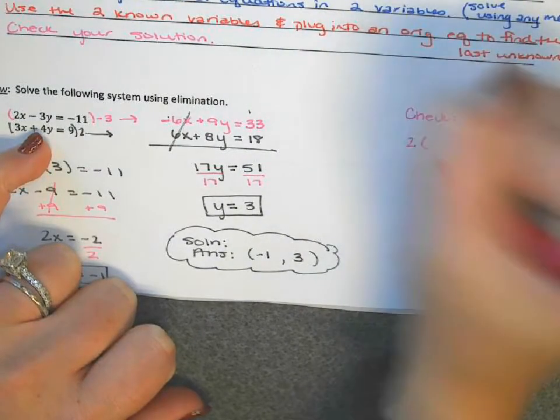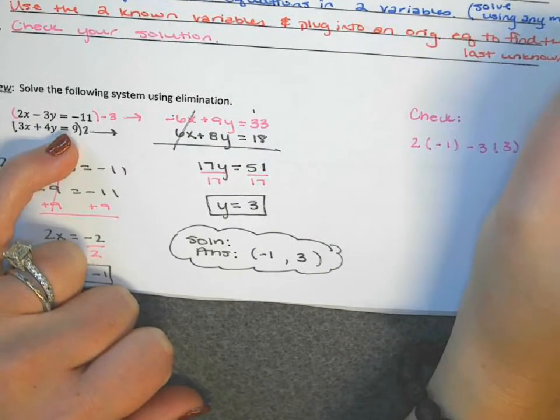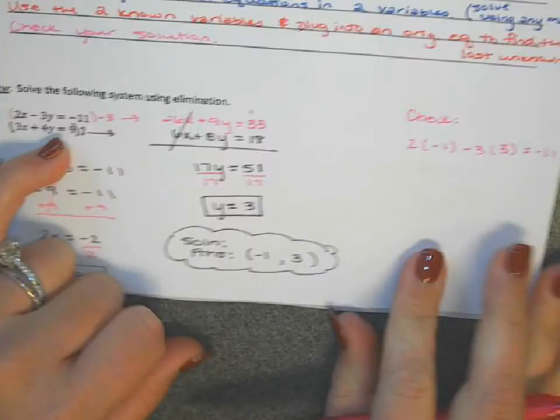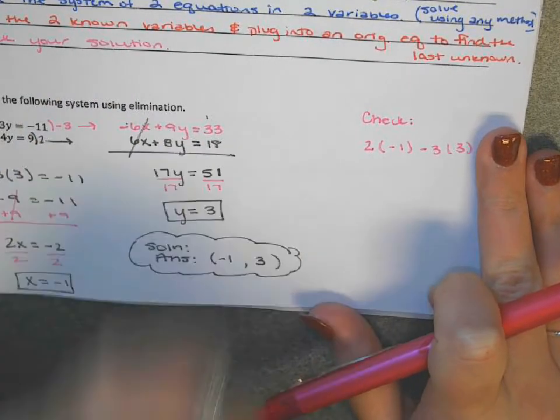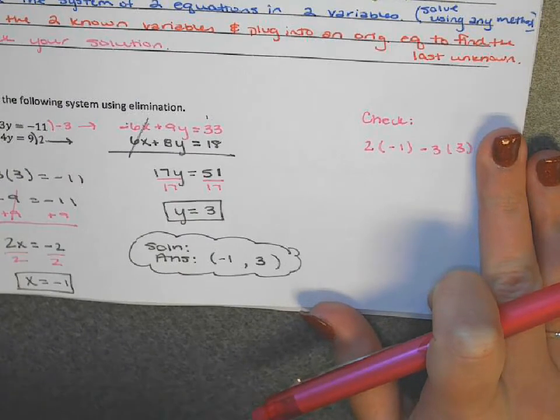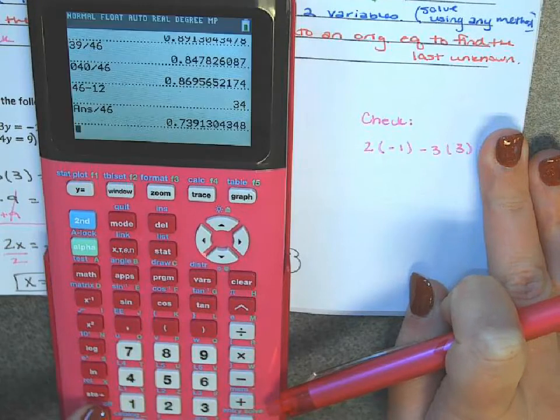My 2 times the x was -1, minus 3 times y was 3. Should be -11. Okay, cover up this side, plug that into your calculator. What do you get? Well, I hope I get -11 because that's what the other side is.